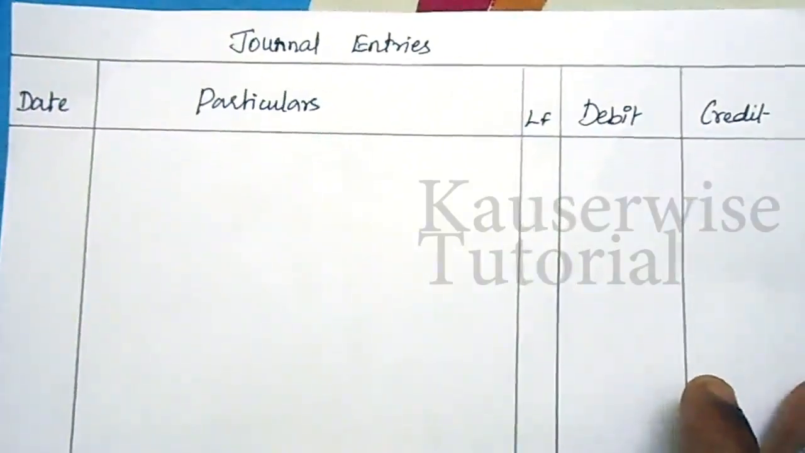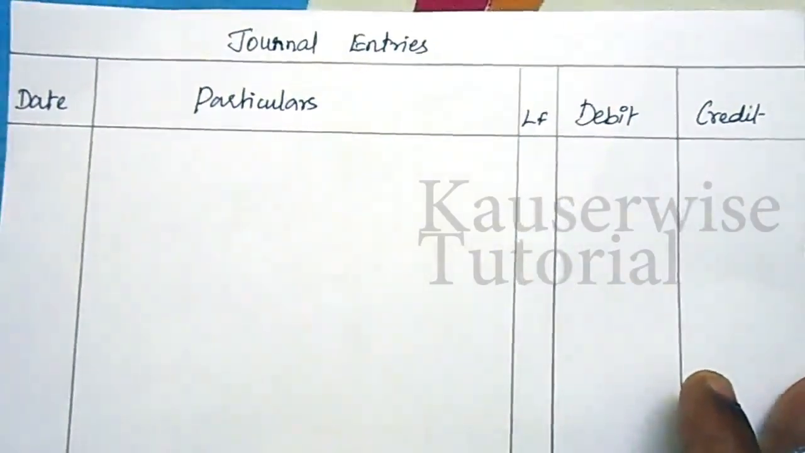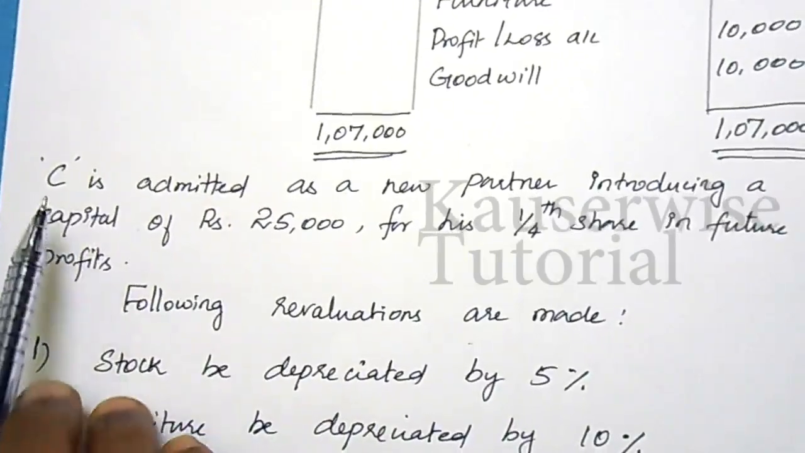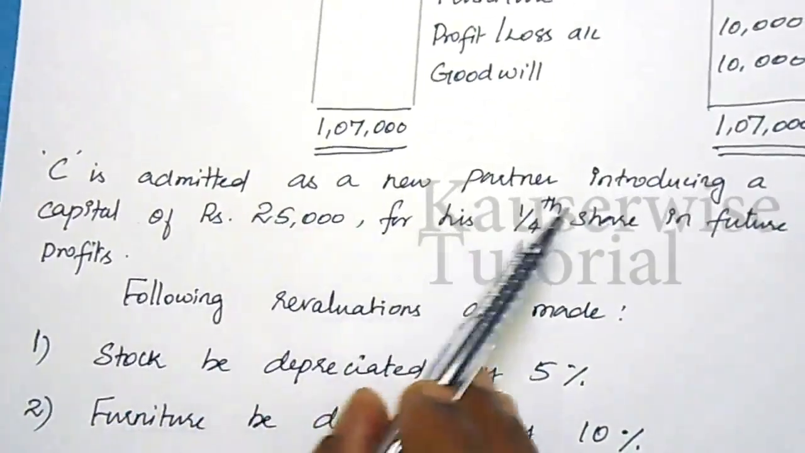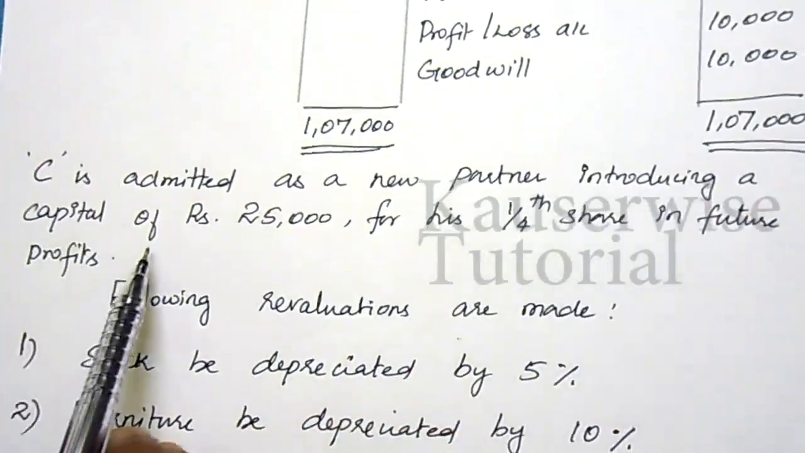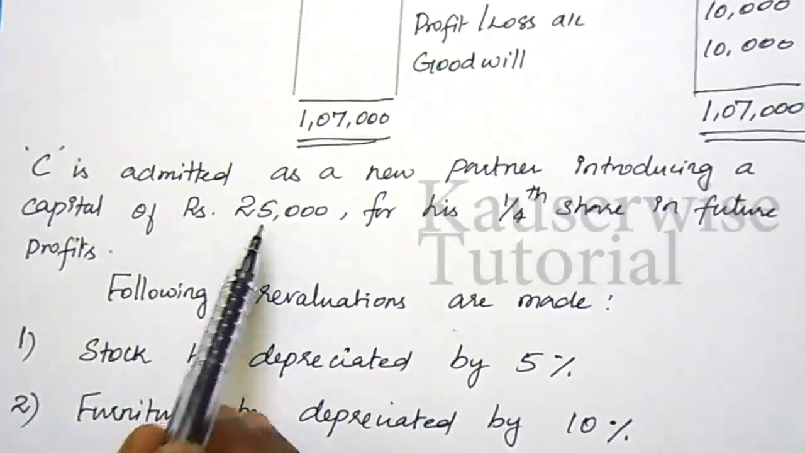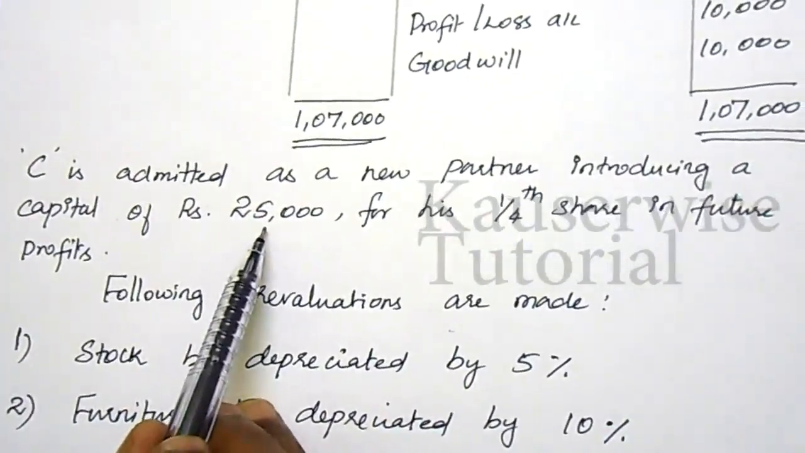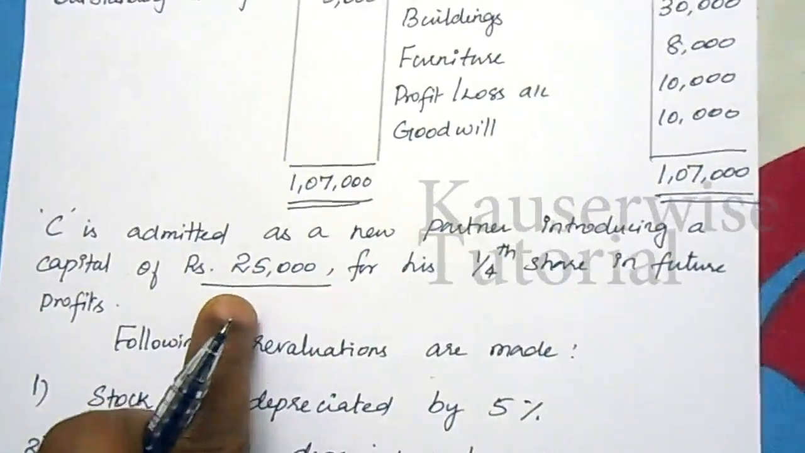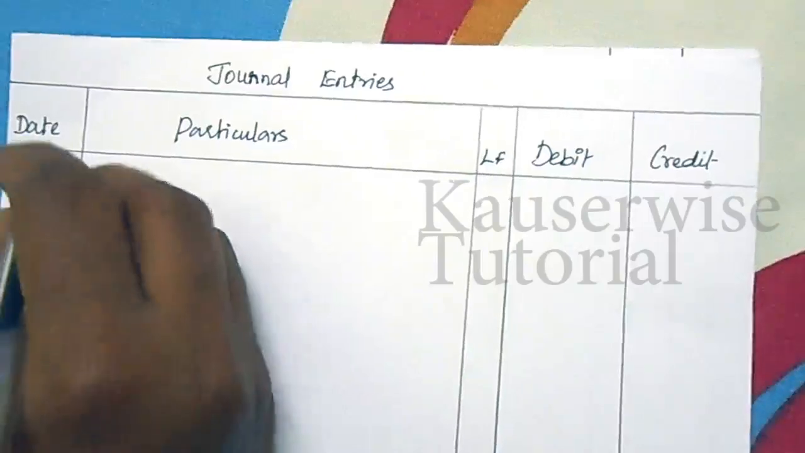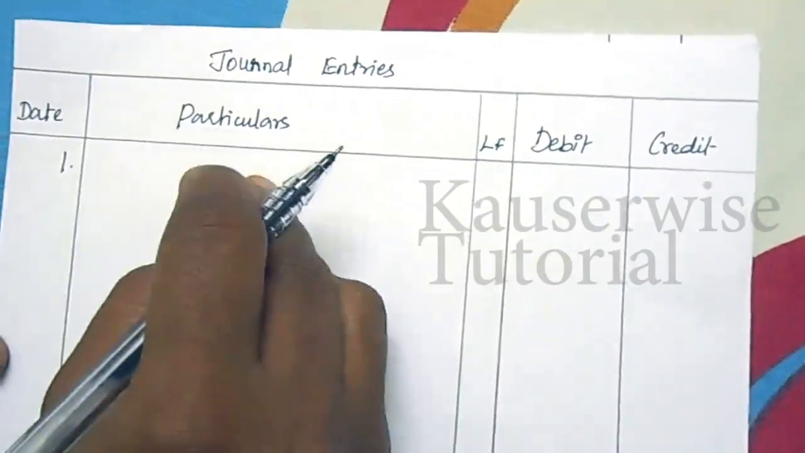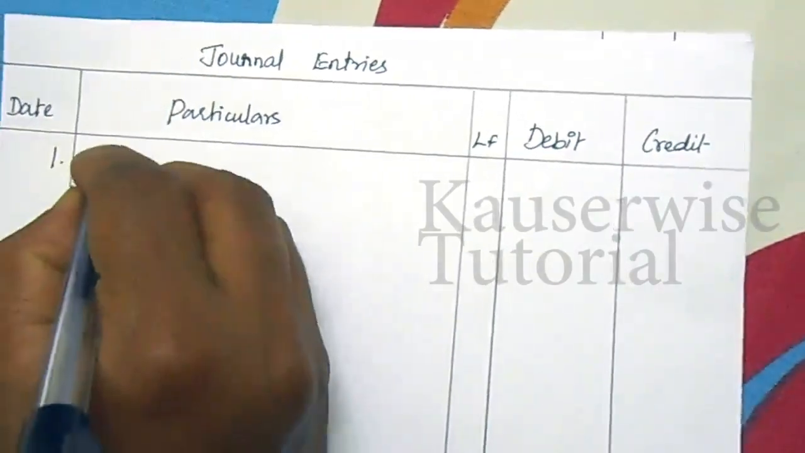First, I am going to make journal entries for the adjustments. Look at the problem. The first one is C is admitted as a new partner introducing a capital of rupees 25,000. So what is the entry for this transaction? Cash account debit to C's capital account. First entry, cash account debit to C's capital account.